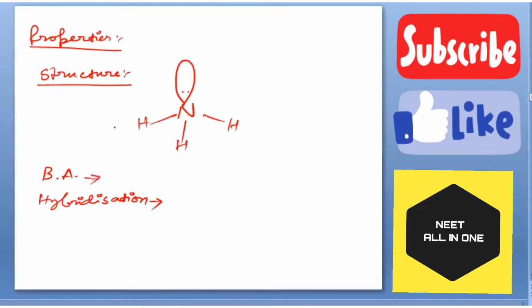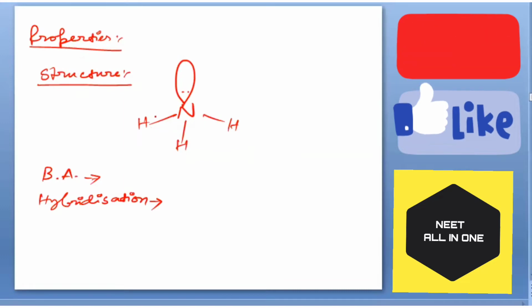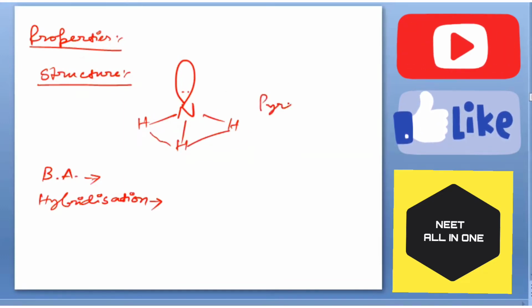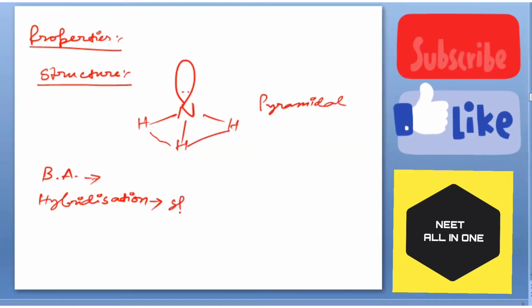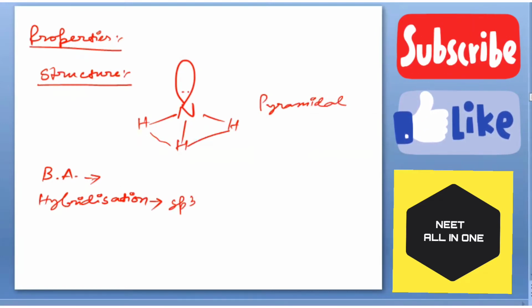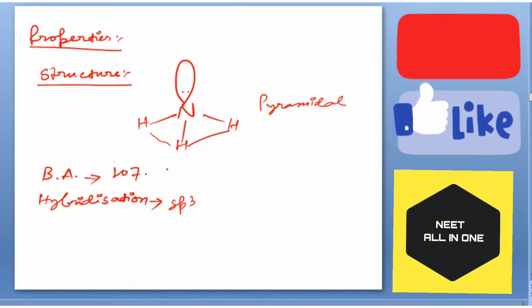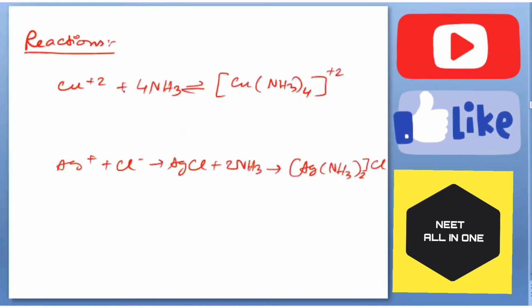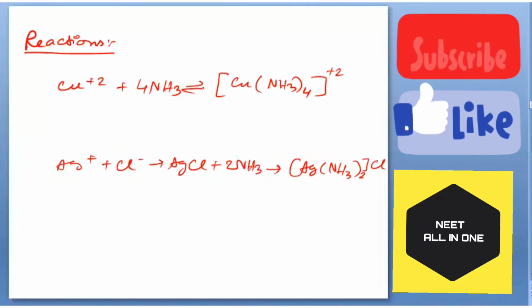Now, properties of ammonia. First is the structure. The structure is pyramidal, because one lone pair is present here. Hybridization will be sp3 and bond angle will be 107.5 degrees.